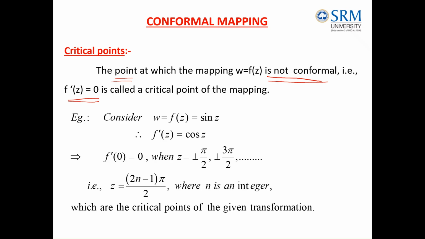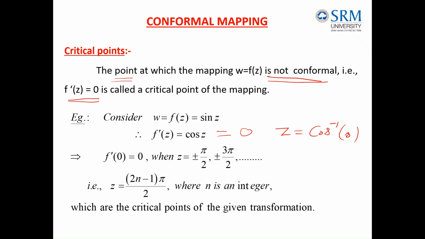For example, take W equal to sine z. So f of z we are taking as sine z. Find the derivative of sine z, which is cos z. Then equate it to 0 and find out what z is. If you equate cos z to 0, you will get z equal to cos inverse 0. For what angles does cos become 0? It is plus or minus pi by 2, plus or minus 3 pi by 2, etc. In general, it can be written as (2n minus 1) into pi by 2, where n is an integer, which are all the critical points of the transformation W equal to sine z.